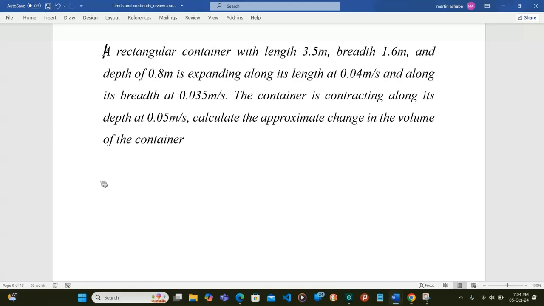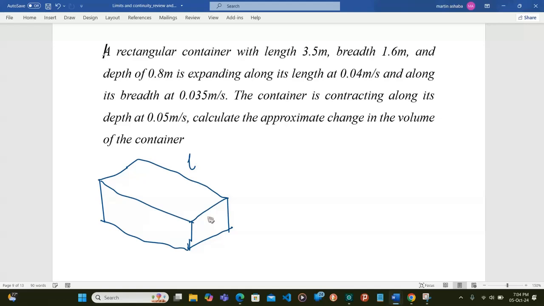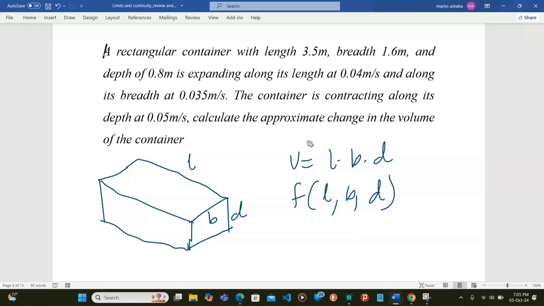So this rectangular container or box looks like this. You can always get a sketch. So we have length, we have breadth, and we have depth. So its volume will be length times breadth times depth. If I'm going to talk about this volume as a function of three independent variables, it will be a function of L, B, and D. So if we are talking about differentiation here, we'll be referring to partial differentiation.